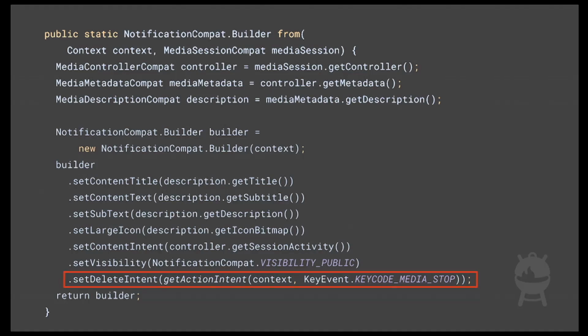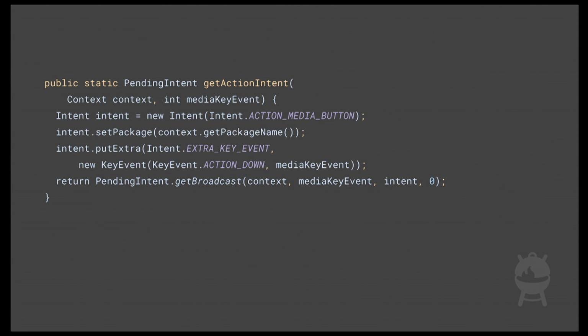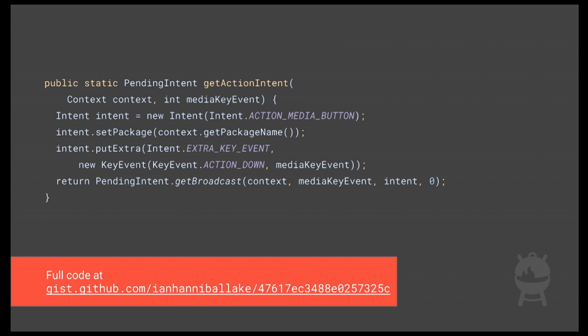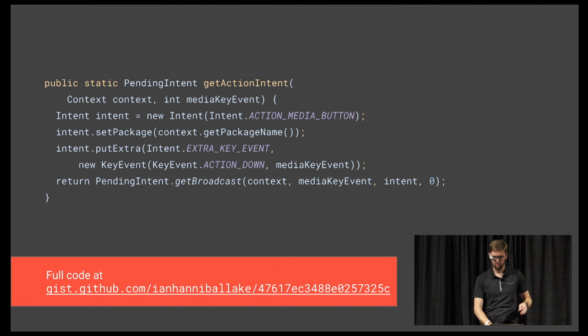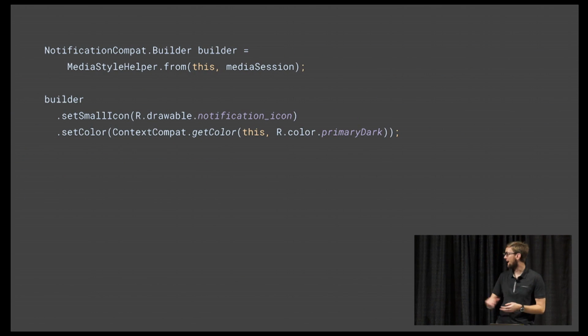Now, you'll note here for the delete intent, which is when a notification is swiped away, we're actually using a separate helper called getActionIntent, which you'll pass a key event, and then it'll automatically create the pending intent for you. Thankfully, that's another easy method that I've created, and both of these methods are on a gist on GitHub, which means you don't have to write it ever again. It's fantastic.